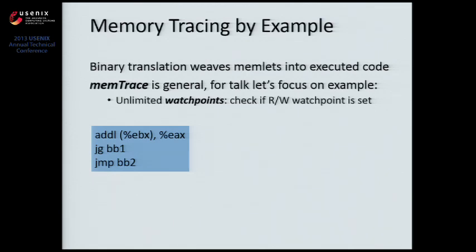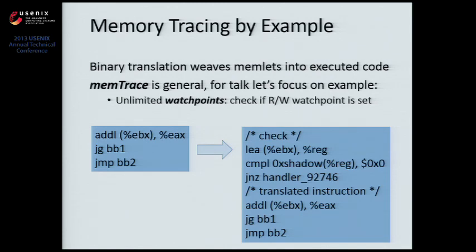We have a very small basic block that does an add long instruction, dereferences the EBX register, loads 4 bytes, and adds these 4 bytes to the EAX register. Depending on the outcome of that load, we jump to basic block 1 or basic block 2. Memory tracing takes that single memory access instruction and adds a whole bunch of additional checks on top of it. It first calculates the target address, compares it to a specific value, and then if a specific condition is set, it jumps to a handler.